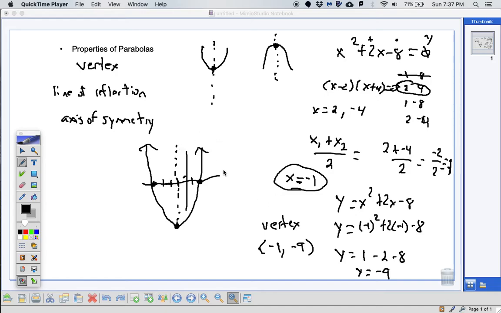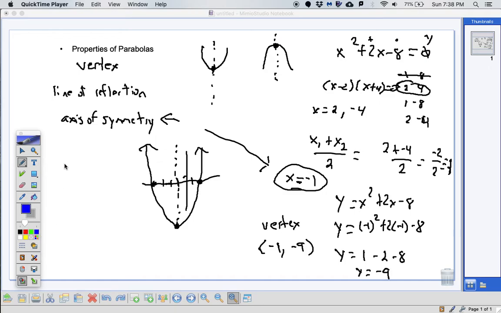So again, two things to find. You need to be able to find your axis of symmetry. That's the new thing. And we do that by finding the middle, but there's a shortcut I'm going to show you in just a minute. And then we're going to find the vertex. So that shortcut comes from the quadratic formula.